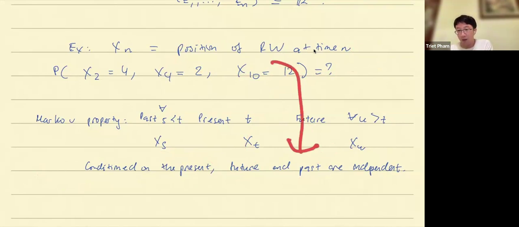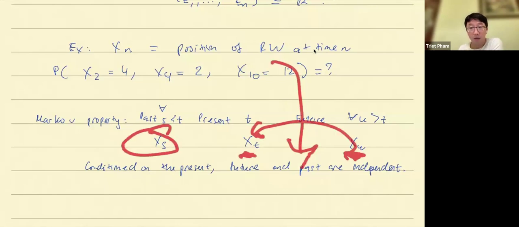In the random walk context, what does that mean? Suppose you know where you are right now, right? You know your current position. Then the future, clearly, only depends on where you are at the present. It doesn't really depend on what the past is. Yes. And the past, right?